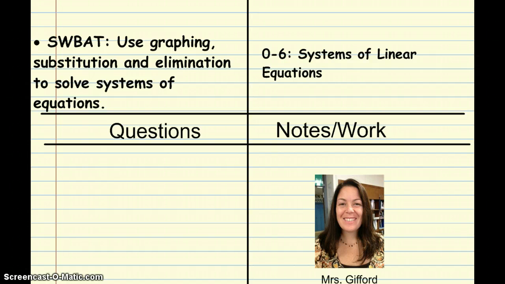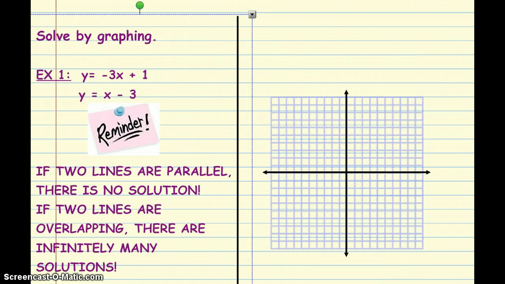After today, you will have reviewed how to use graphing, substitution, and elimination to solve systems of equations. So let's get right into the examples. Our first one is we're going to solve by graphing.